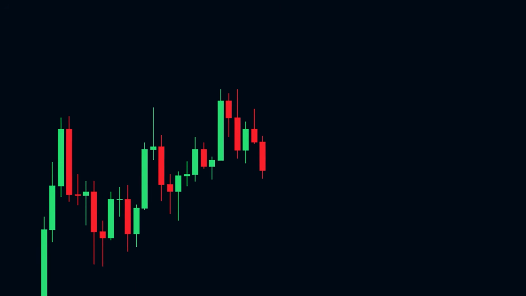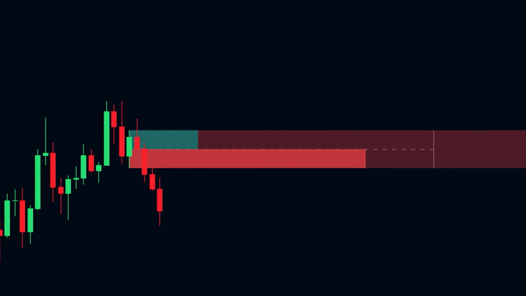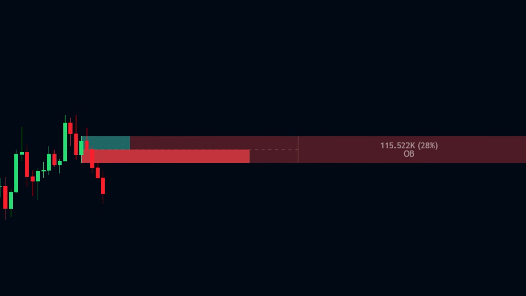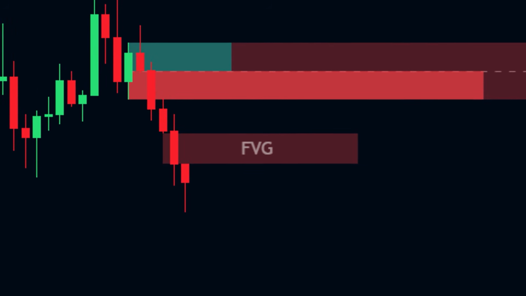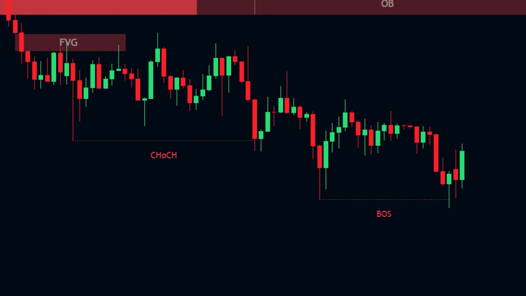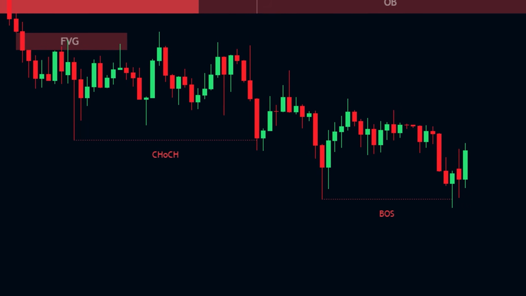Now let's flip it and look at the bearish setup. Start on the 1 hour and look for a bearish order block that meets these 2 conditions. First, it must be followed by a fair value gap, evidence of strong selling pressure. Second, the move must break a previous swing low. That's your break of structure.